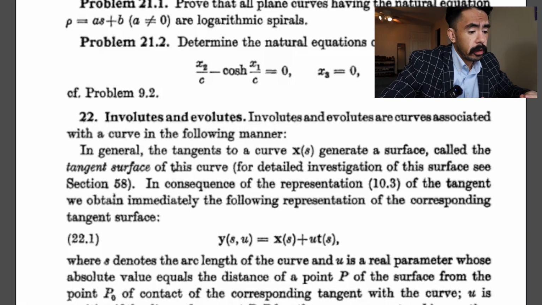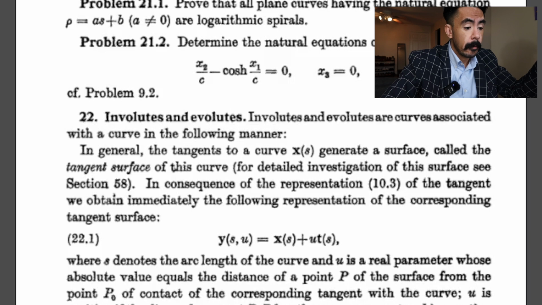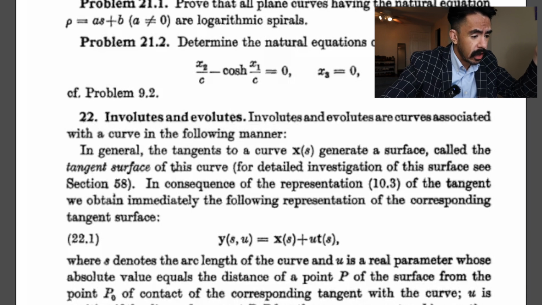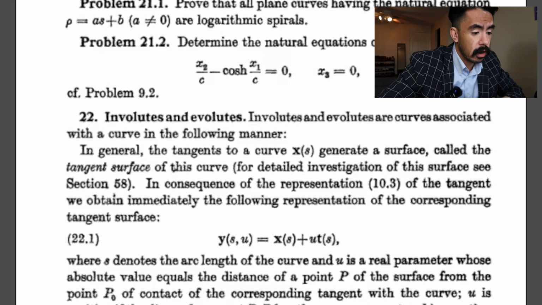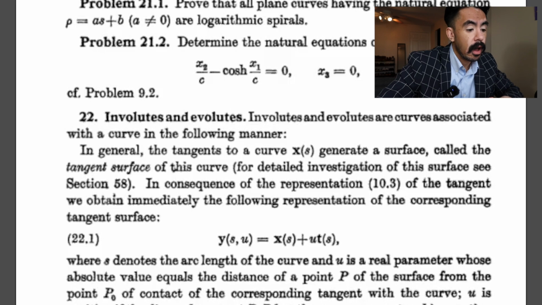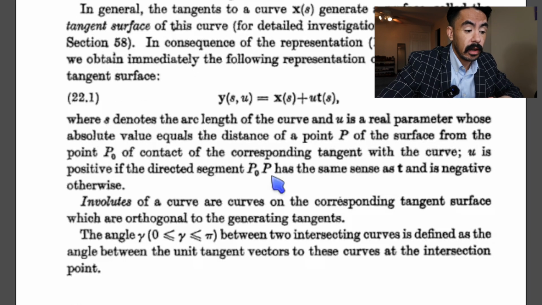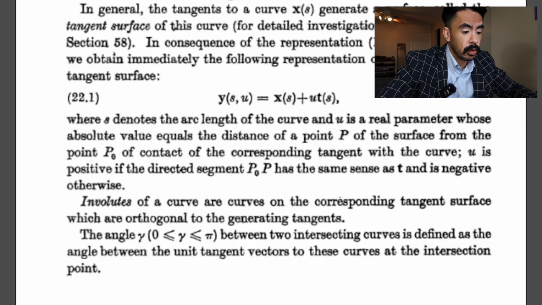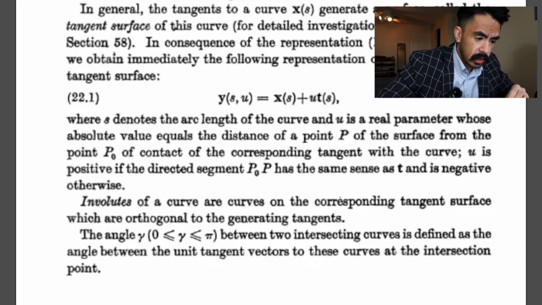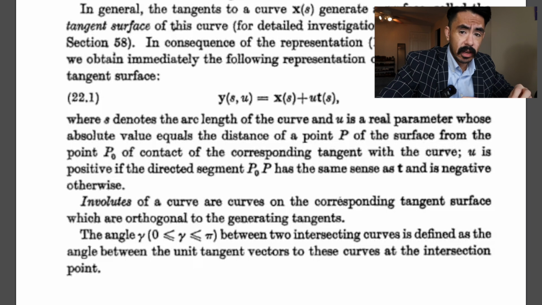We obtain immediately the following representation of the corresponding tangent surface, which is given by y in terms of parameter s for arc length and parameter u, which is also just a real parameter, equals vector x of s plus real parameter u times vector t of s, where s denotes the arc length of the curve and u is a real parameter whose absolute value equals the distance of a point capital P of the surface from the point P naught of contact of the corresponding tangent with the curve. U is positive if the directed segment P naught P has the same sense as t and is negative otherwise.